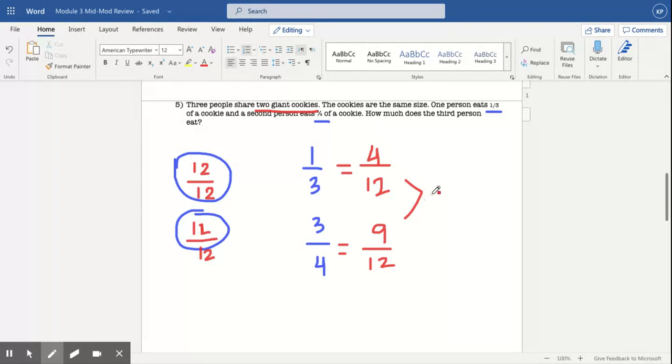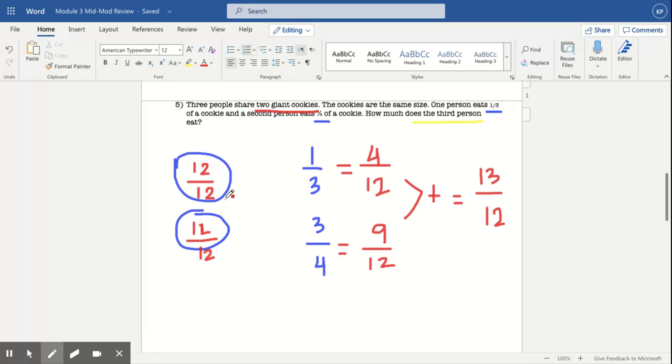So I'm going to take these and add them together. What is 4 twelfths plus 9 twelfths? That's 13 twelfths. So I know 13 twelfths of a cookie was already eaten. Remember, the question is, how much does the third person eat? The mystery person who finishes off the cookies. So now that we know how much was eaten by the first two people, 13 twelfths, we're going to take that away from our two wholes.